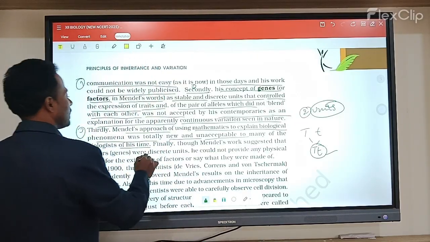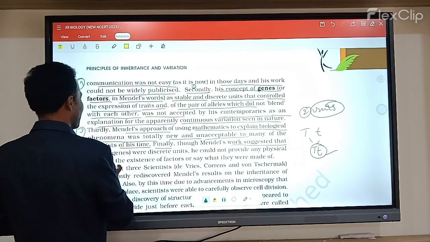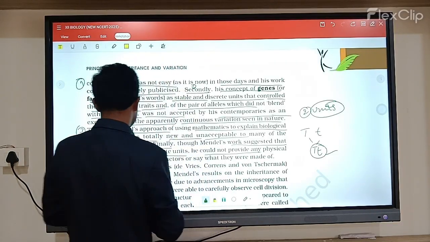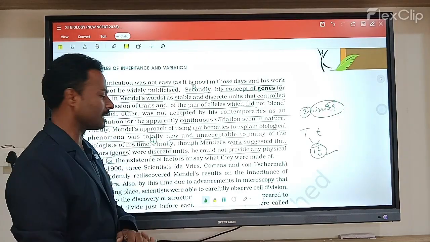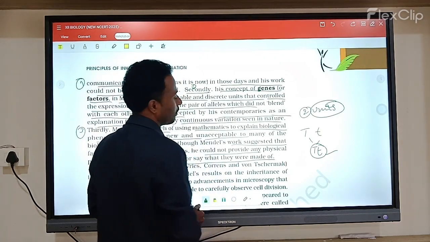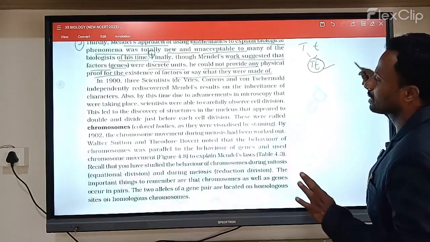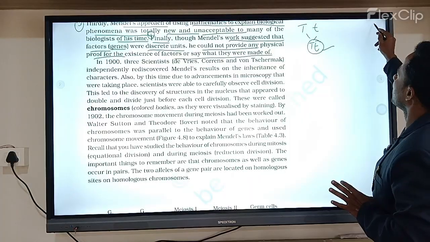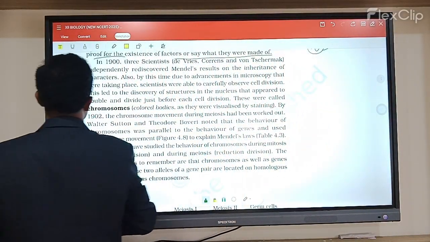Finally, Mendel's work suggested that factors, the genes, were distinct units, but he could not provide any physical proof. So the fourth one is that he did not give any physical proof of what these factors are made up of. Because of these four factors, his work was not well distributed in the academic world of those years.